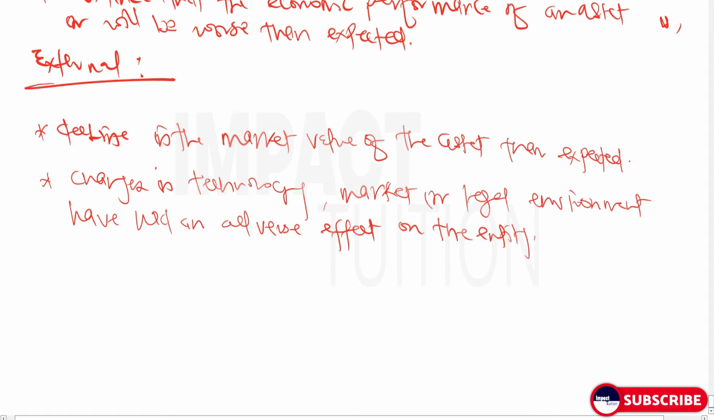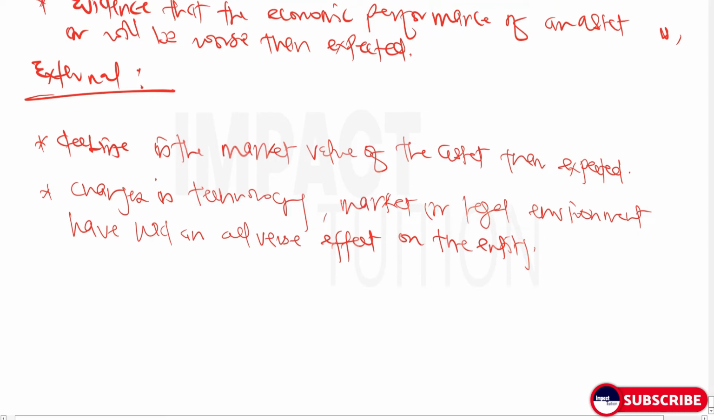Changes in technology may make our current technology or our current assets obsolete. So it is an external indicator of impairment because it comes from the external market. Or there is a new law that bans the use of our current asset, and the effect of this is adverse on the entity. So something like this is obviously a source of impairment.